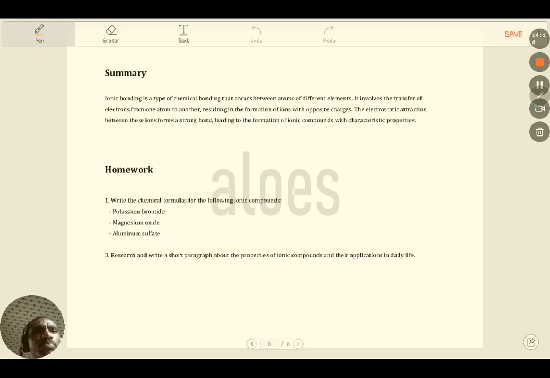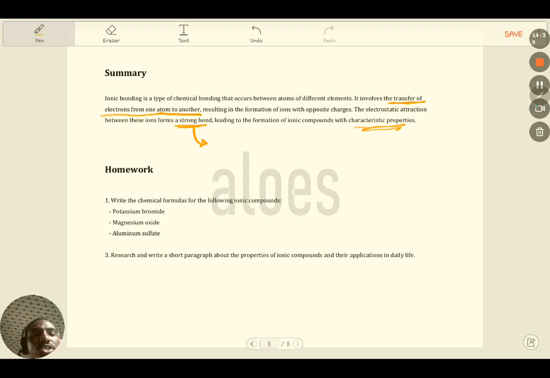Ionic bonding is a type of chemical bonding that occurs between atoms of different elements. Remember, ionic bonding involves the transfer of electrons from one atom to another, resulting in the formation of ions with opposite charges. And the electrostatic force in this bonding is very, very strong, and that is what gives them high boiling and melting points, leading to the formation of an ionic compound with characteristic properties which we listed above.